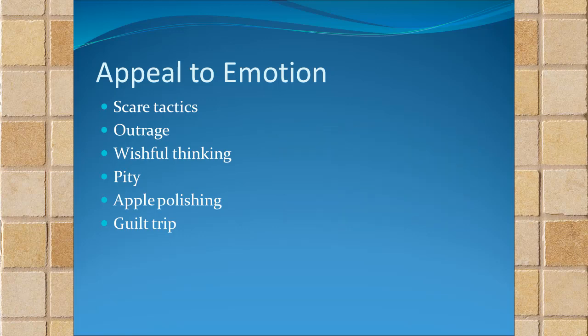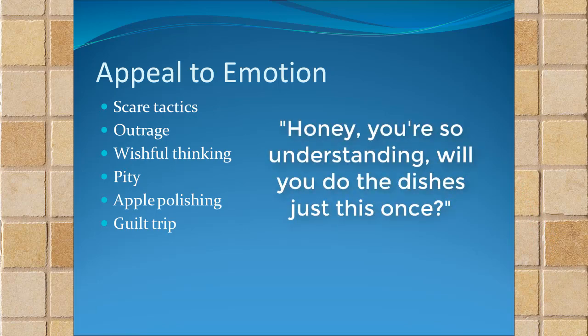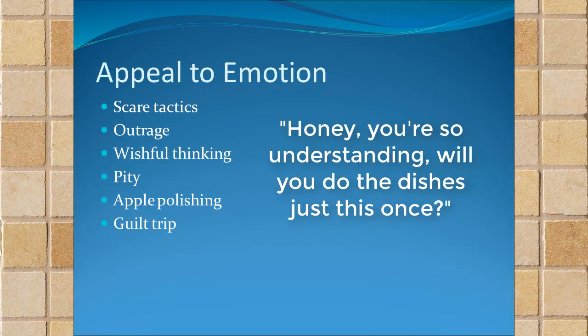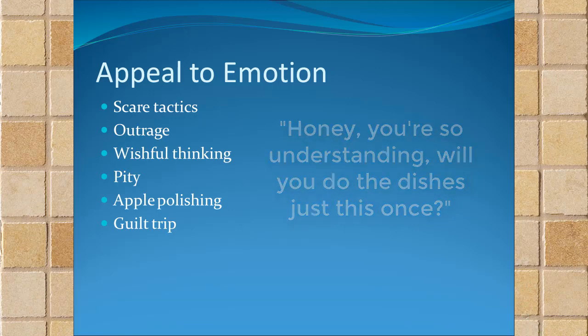Okay, so the first one. Again, pause it and think about those for a minute. And again, you're thinking, which appeals to emotion would those apply to? So the first one is apple polishing. Honey, you are so understanding. Will you do the dishes just this once? Right? The speaker talks to their spouse, presumably, bumps up their ego by saying, "Oh, you're an understanding person," and then asks them to do something for them. So, the fact that they're understanding isn't related to them doing the dishes. A better reason would be, "Hey, I've done the dishes the last three times. It's your turn." Right? But instead, they bump up the person's ego and try to get them to do it. So that one is apple polishing.